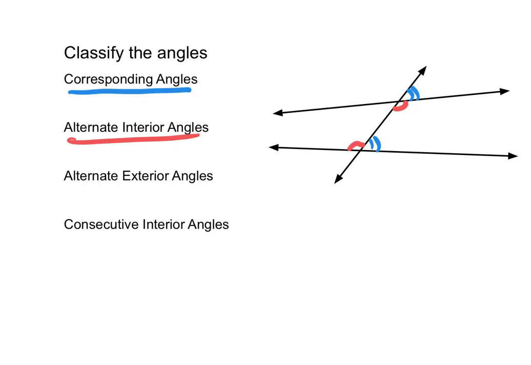And then consecutive interior would be on the inside, okay? And what we talked about, if parallel, then these angles are congruent, okay? For all three of these pairs, if the lines are parallel, which they're not here, but if they were parallel, those three pairs would all be congruent. What about consecutive interior angles? What do consecutive interior angles make if these were parallel?